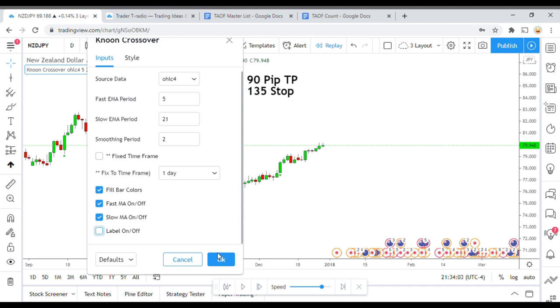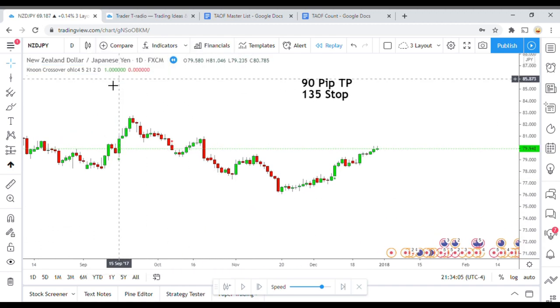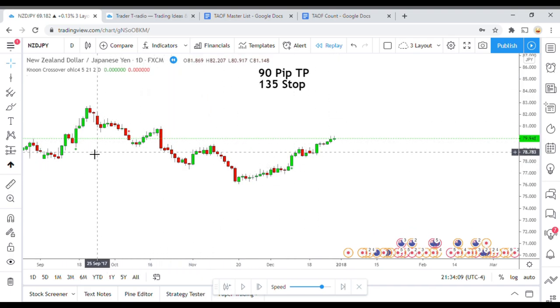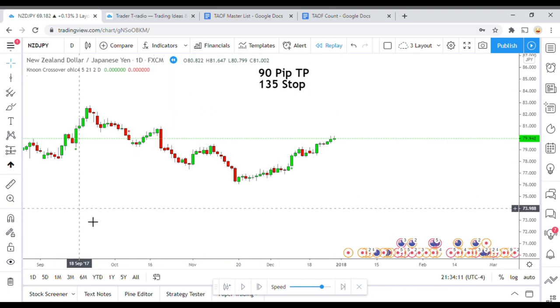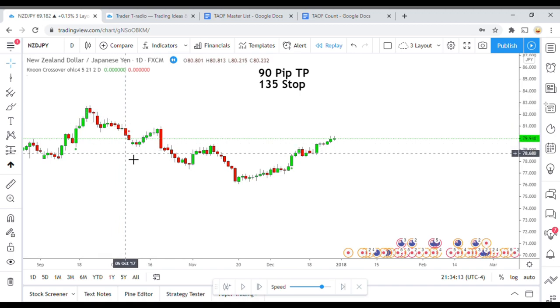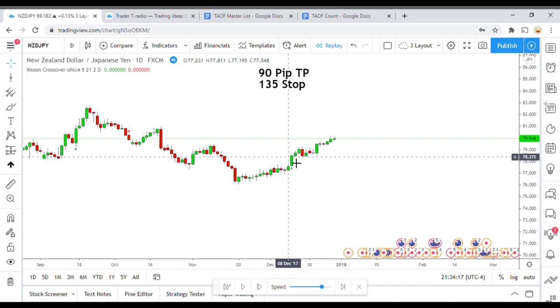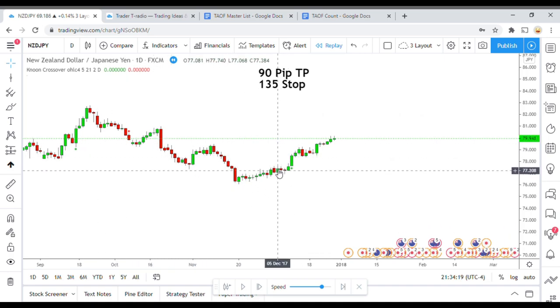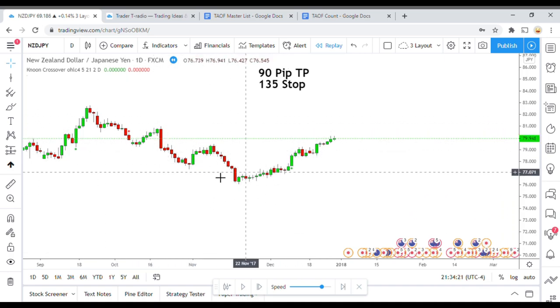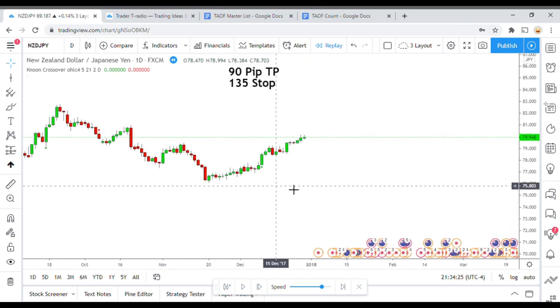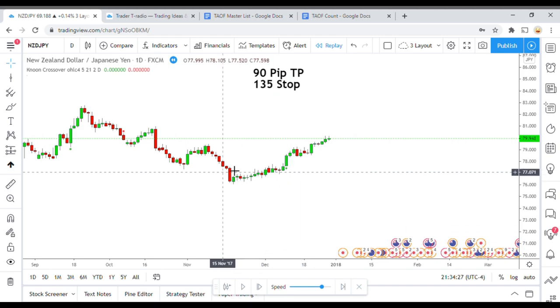Let's see if we can turn that label off. Yep, there we go. And so, yeah, I just cleaned it up a little bit, took some of the visuals out of it so that it doesn't clog up the chart as much. And if you've watched the rest of my videos, then you know I really don't like indicators that change the bar colors.